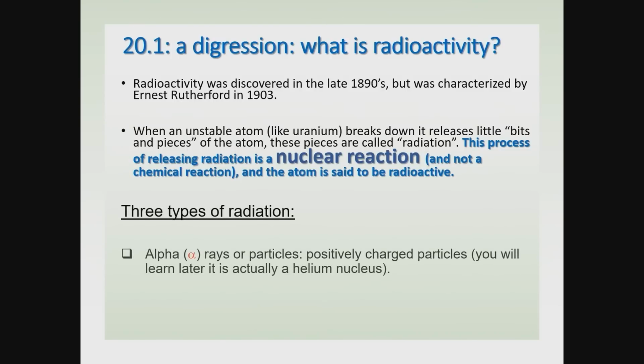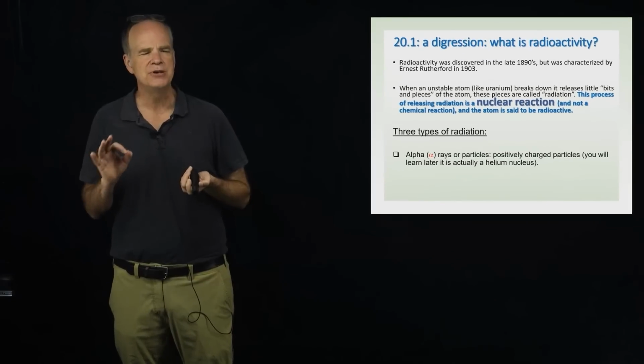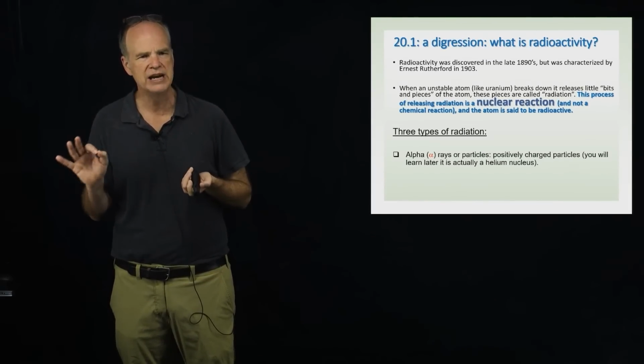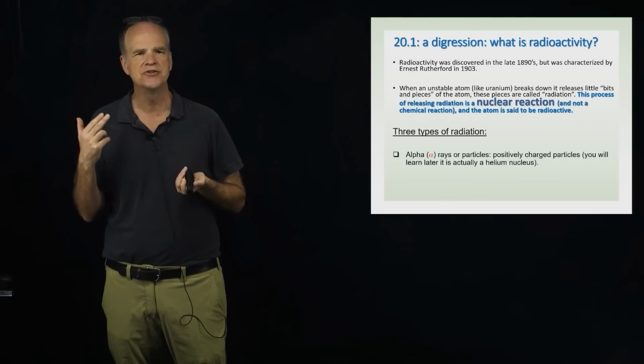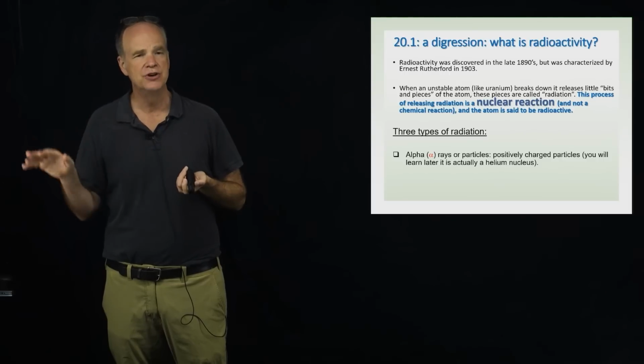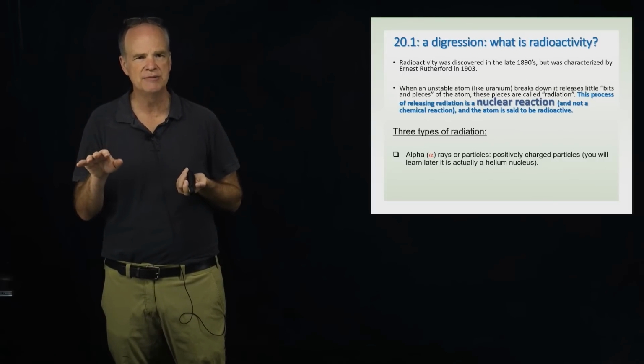And so there are really three kinds of pieces that are released. Both uranium and radium and other atoms will release a particle called an alpha particle or an alpha ray. An alpha ray or particle is just a piece of the uranium or radium atom. All it is is two neutrons bound to two protons with no electrons. It is a helium nucleus.